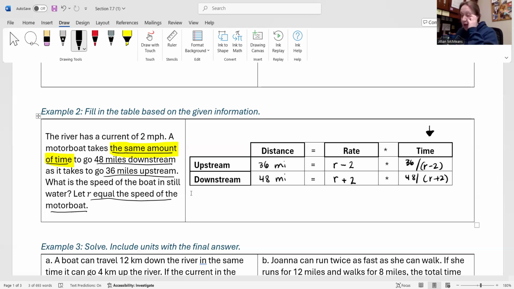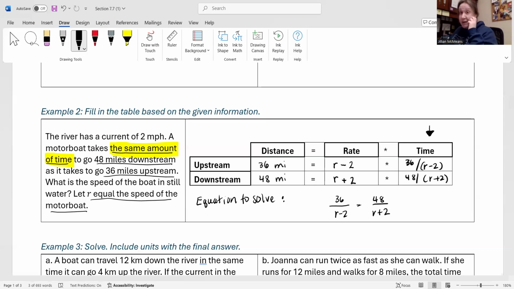In this case, if we were going to solve this, which we don't have to, we're just asked to fill in the table, the equation that we would use, well, we know the times are equal, so I would take 36 divided by R minus 2 and set it equal to 48 divided by R plus 2. That would be the equation that we would have needed to solve. The question doesn't ask for that, though.